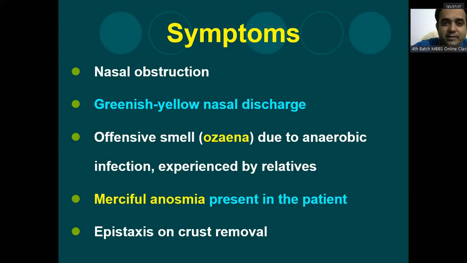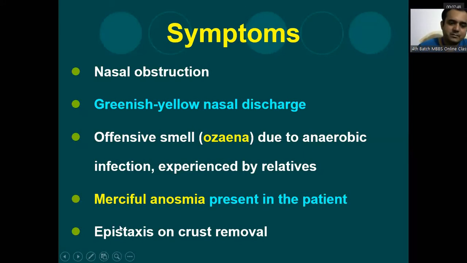So why is there nasal obstruction? Nasal obstruction is mostly because of the formation of the crust, and that crust will make the nasal cavity less patent and hence the nasal obstruction. Similarly, because of the infection, there is greenish yellow nasal discharge, right? And they combine and form the crust. So you can easily differentiate it from allergic rhinitis or chronic rhinosinusitis. The discharge is quite thick, and similarly there is offensive smell, right?